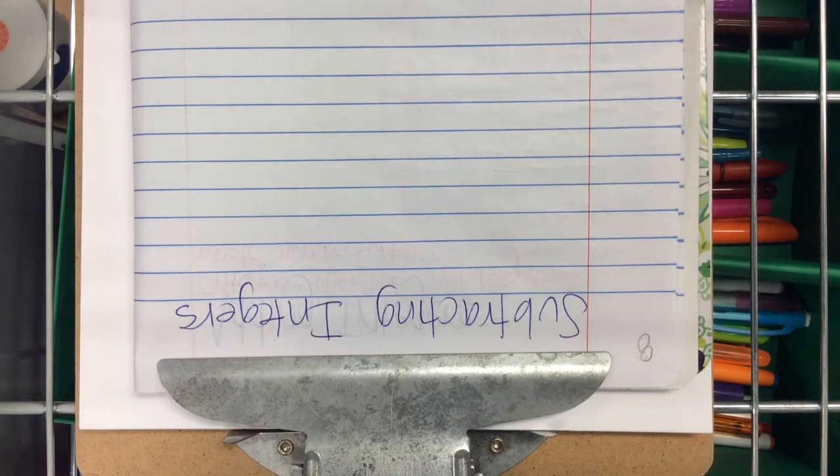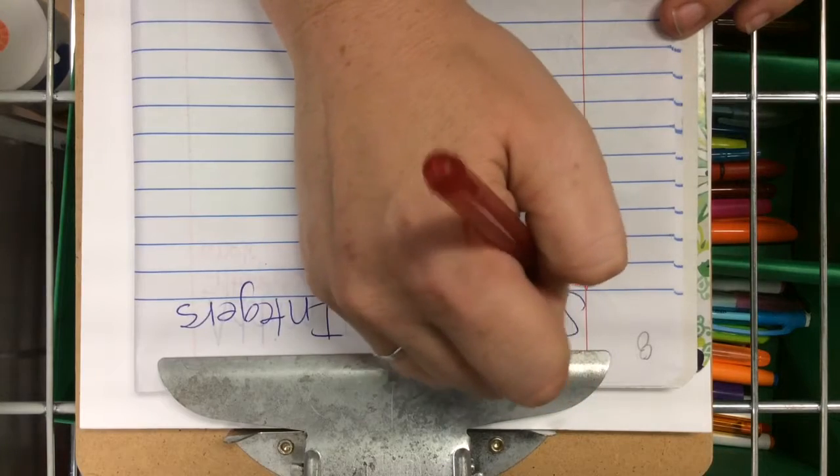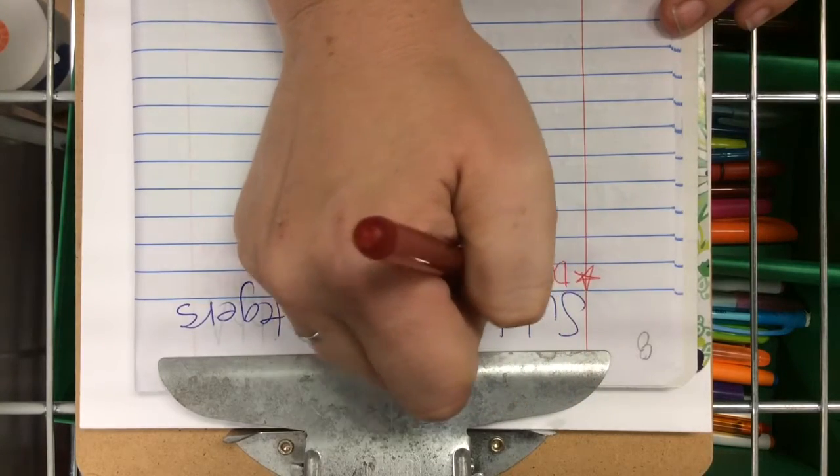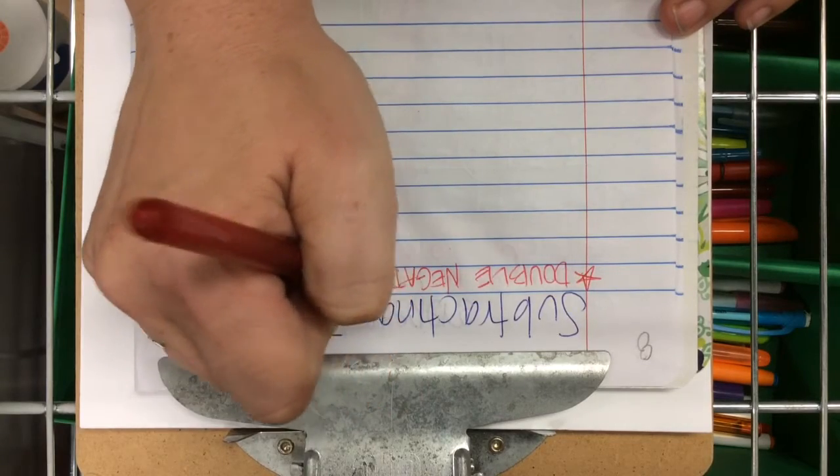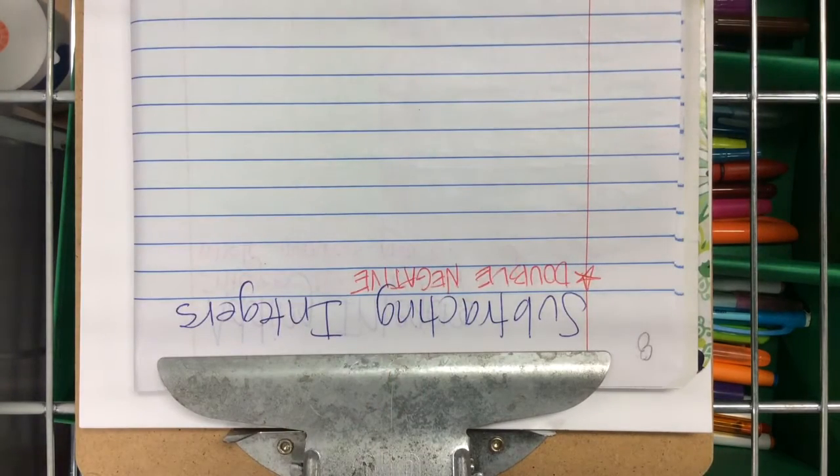So when it comes to subtracting integers, it doesn't really happen that much. And here's why. Have you ever heard of the term double negative? It happens in English. What's a double negative in English?